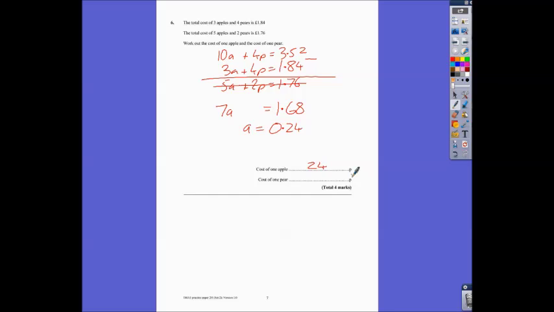If we put that into one of the original ones, so I'm going to put it into the first one. So 3 lots of 24 pence plus 4 pears is equal to £1.84. So you take the 3 lots of 24 pence off, you'll get that 4 pears is worth £1.12. And if you divide that by 4, you get that 1 pear is 0.28 or 28 pence. Again, use a calculator at each stage, even though it's tempting not to.